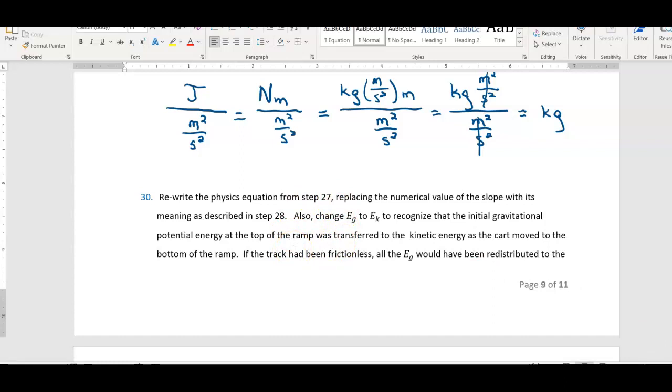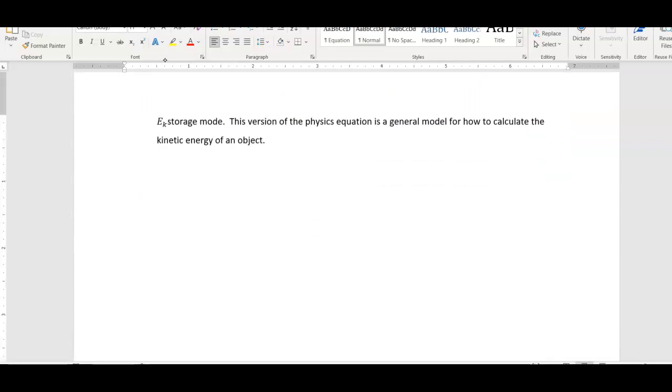And we're going to change EG to EK to recognize that the initial gravitational potential energy at the top of the ramp was transferred to kinetic energy as it moved to the bottom of the ramp. If the track had been frictionless, which it wasn't, but if it had been, all of the gravitational energy would have redistributed to the kinetic energy storage mode.